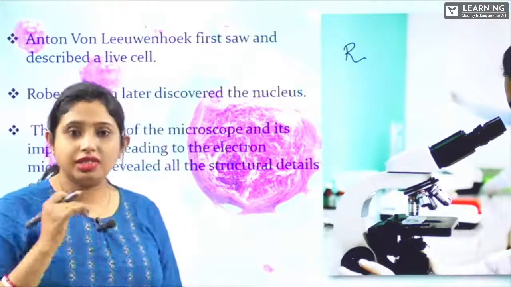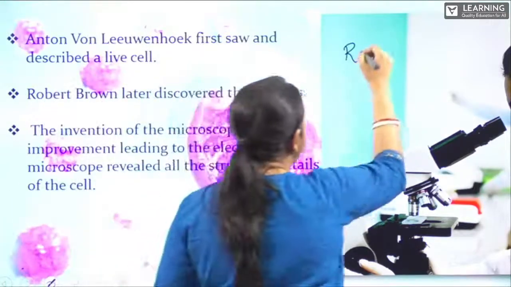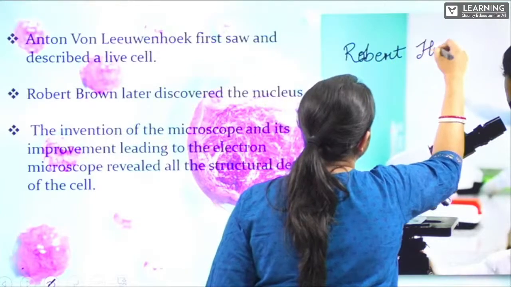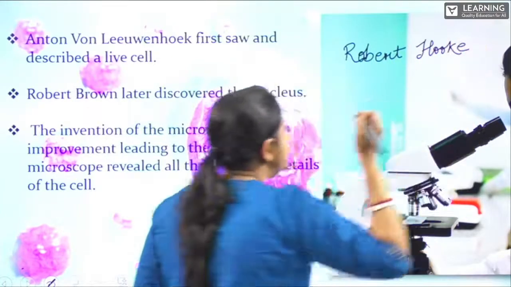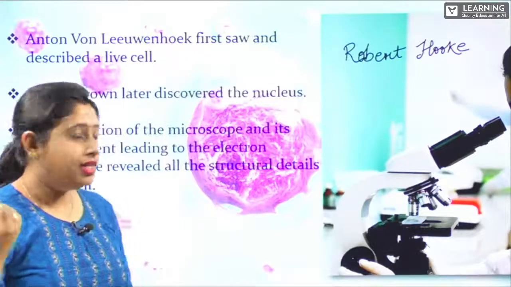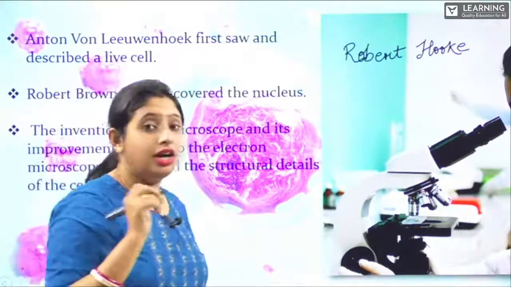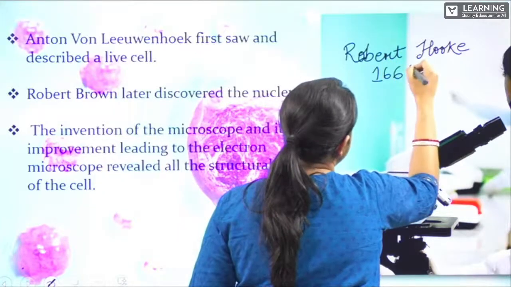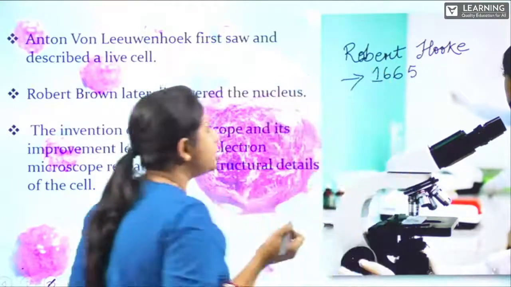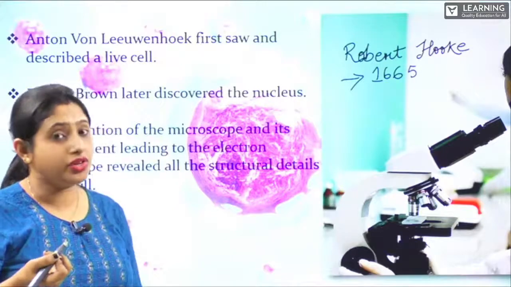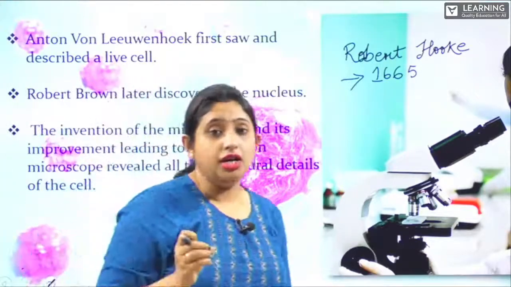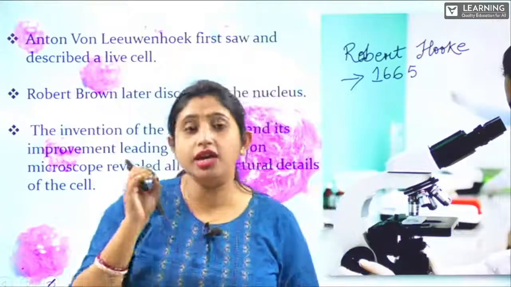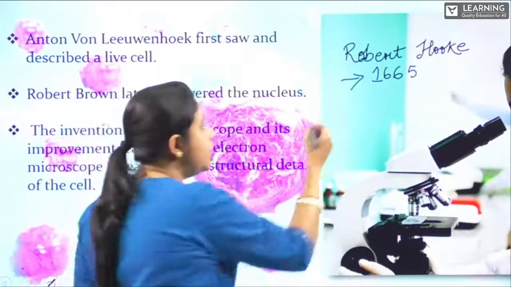Yes, it was discovered by Robert Hooke, right? It was discovered by Robert Hooke. In which year he has discovered the cell? It was discovered in the year 1665. So he has discovered the cell in the year 1665. But the scientist, he has seen the dead cells, okay? He was not able to see the living cells.